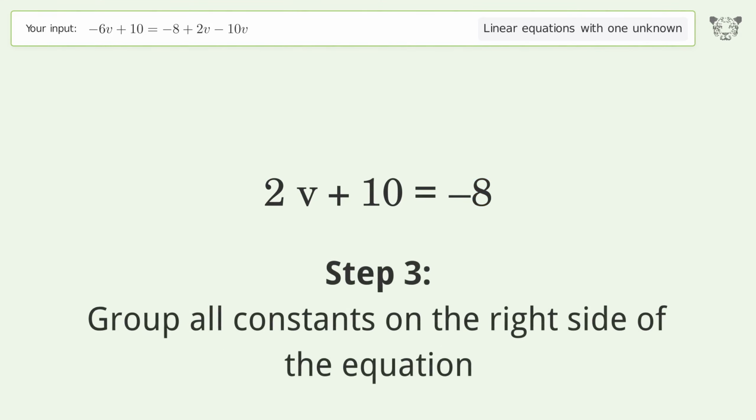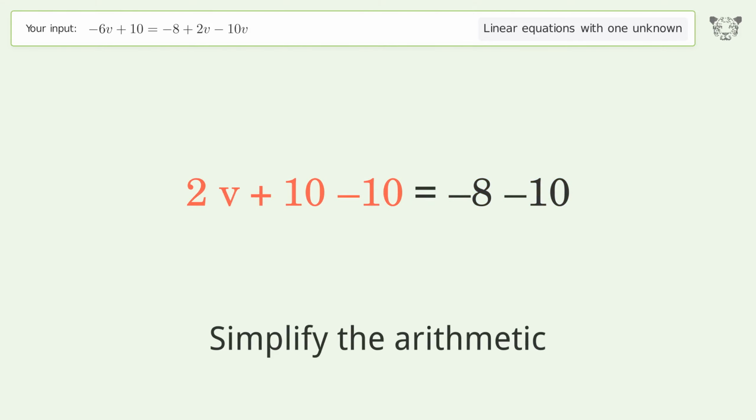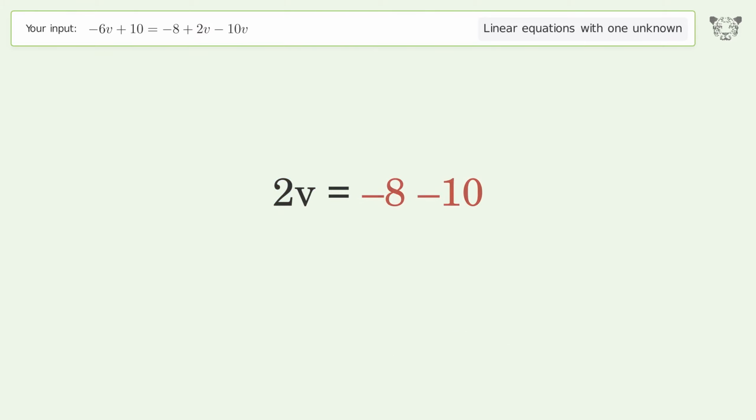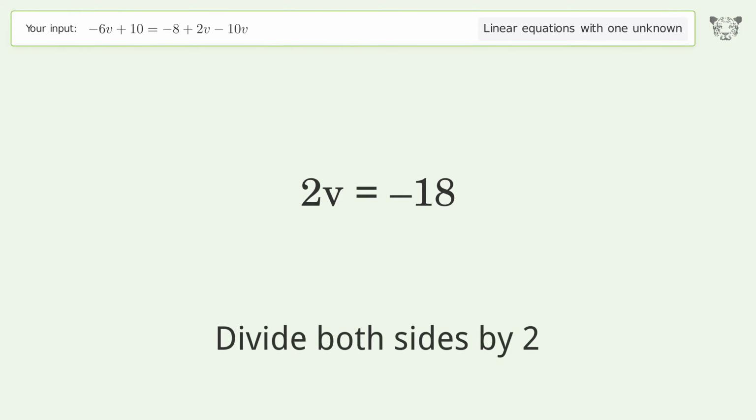Group all constants on the right side of the equation. Subtract 10 from both sides. Simplify the arithmetic. Isolate the v. Divide both sides by 2.